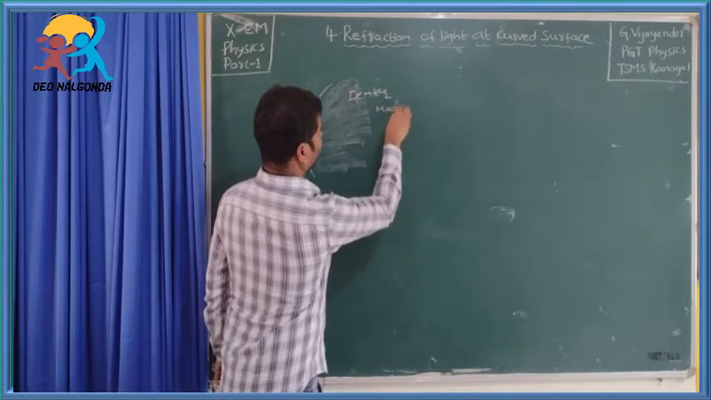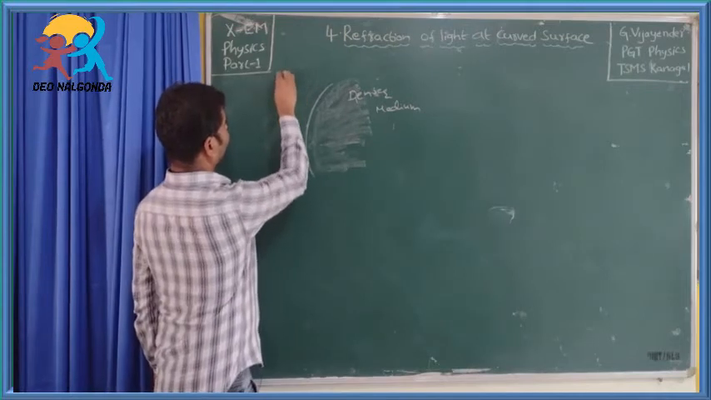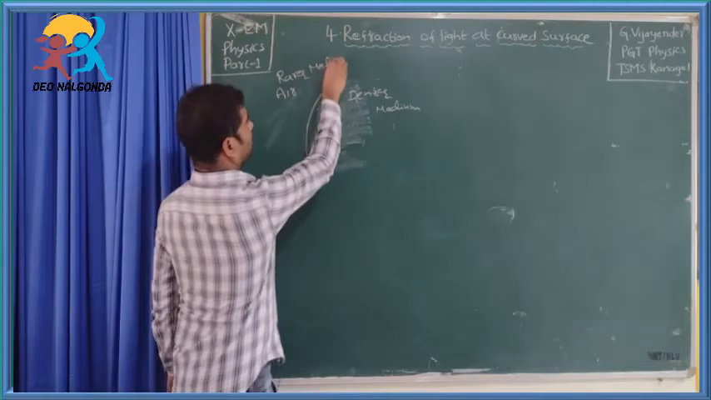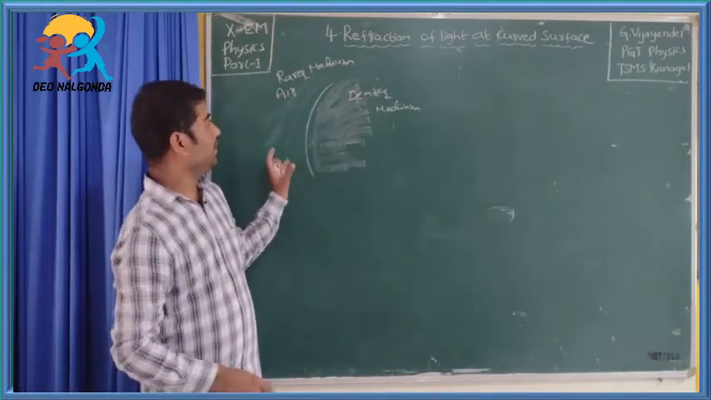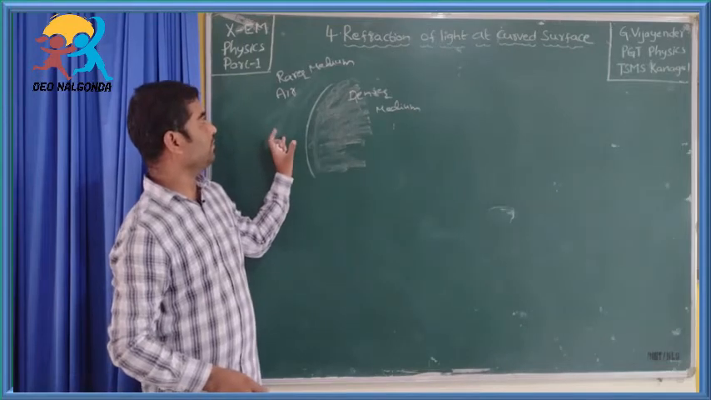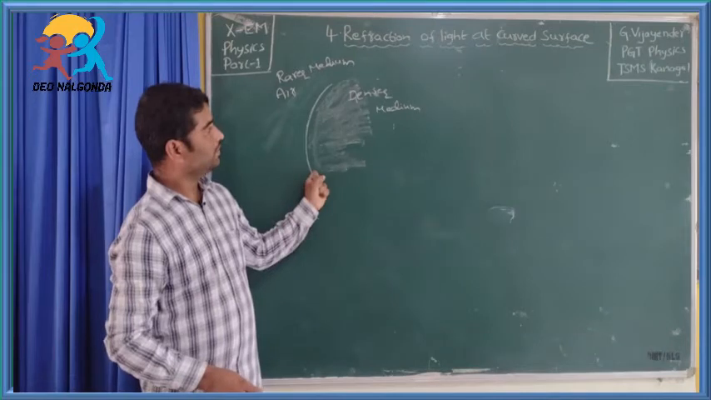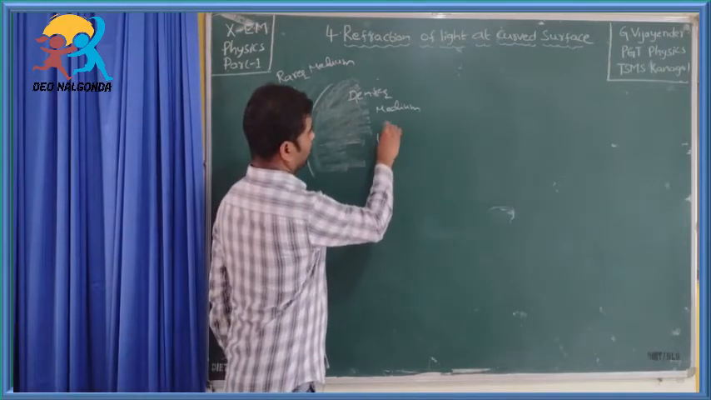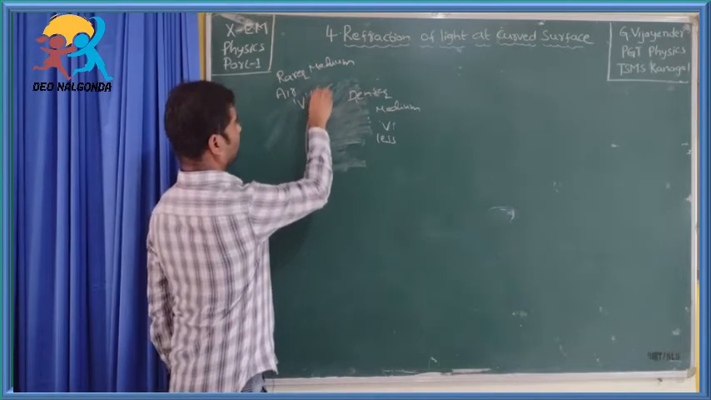Denser medium. This is the air, rarer medium. In rarer medium, velocity of light is more than the velocity of light in denser medium. Velocity of the light in denser medium is less. In rarer medium, velocity of the light is more.